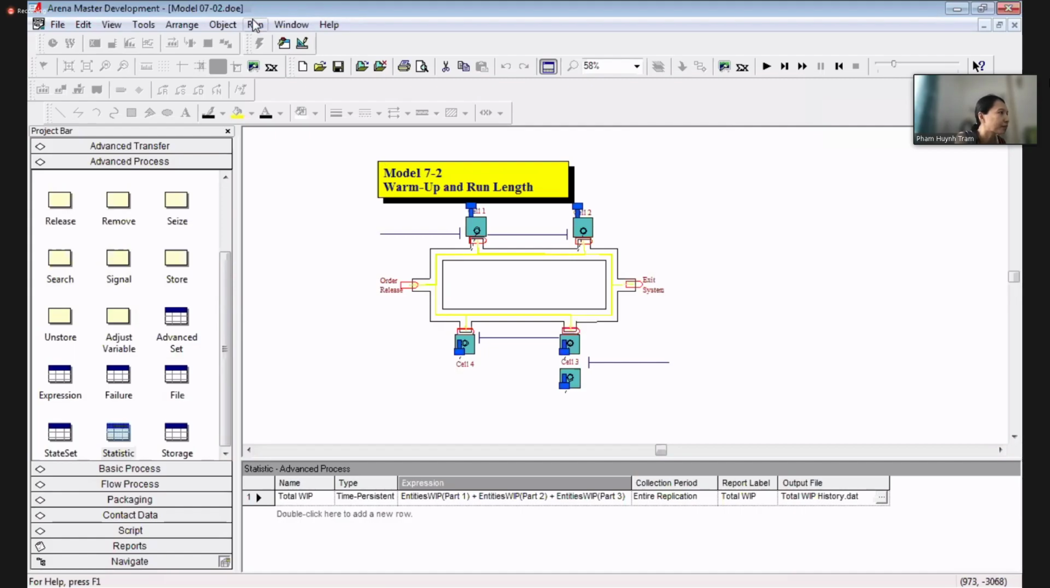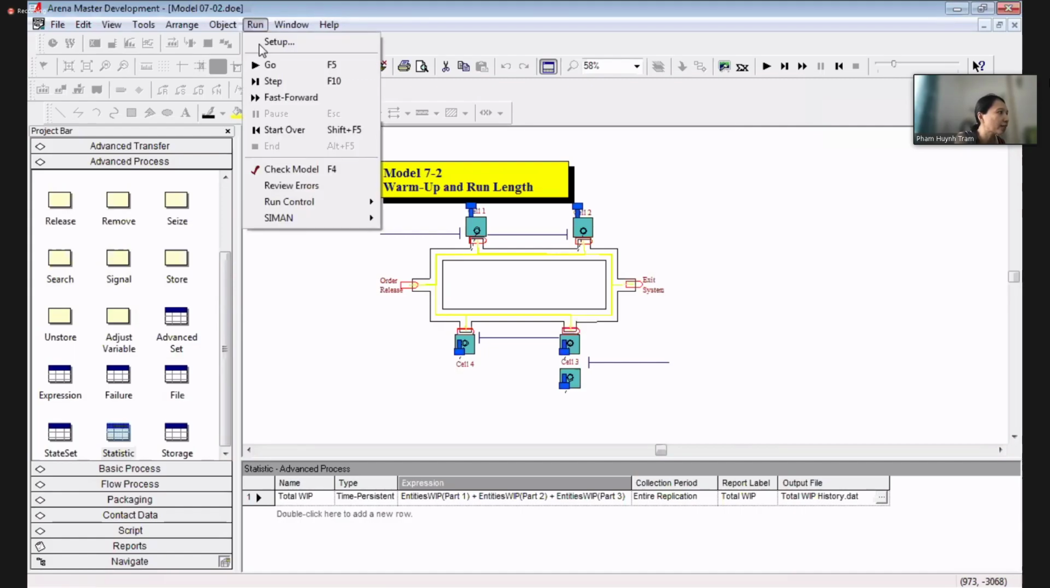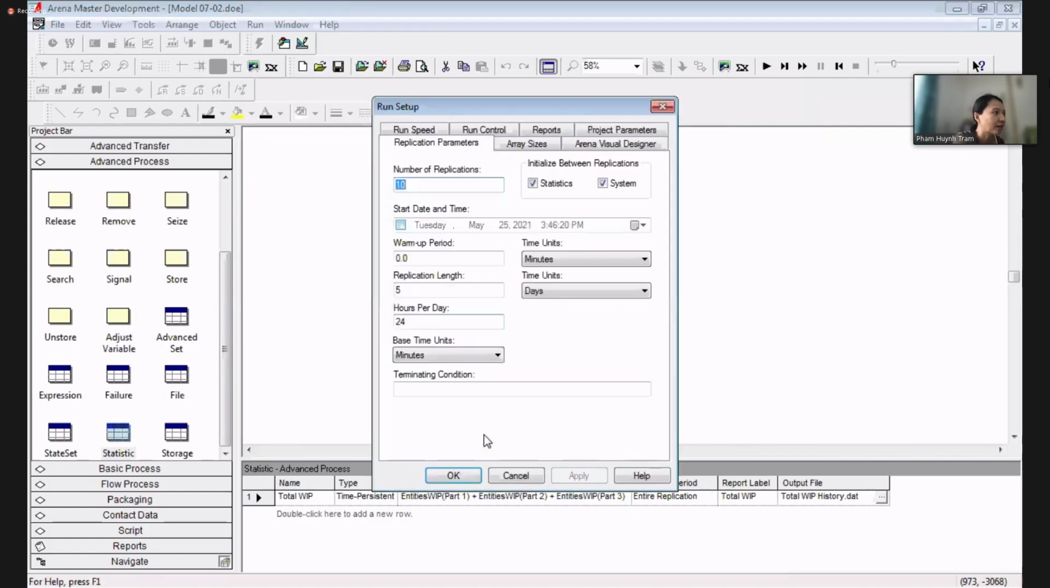And for the run setup, right now I don't know what the warm-up time is, so I just leave it here, and I will run for 5 days. I know that this factory runs 5 days a week, so I just run it 5 days. Then we try to determine where the steady state is by looking at the total WIP in the system. Okay, so let's run it.